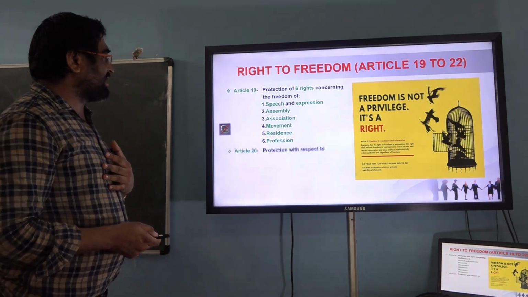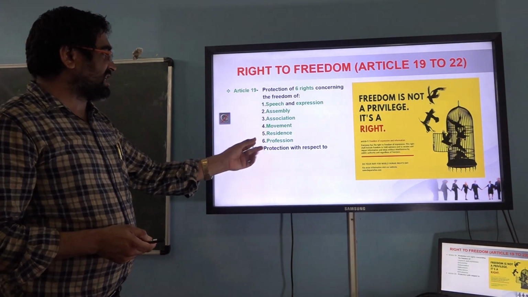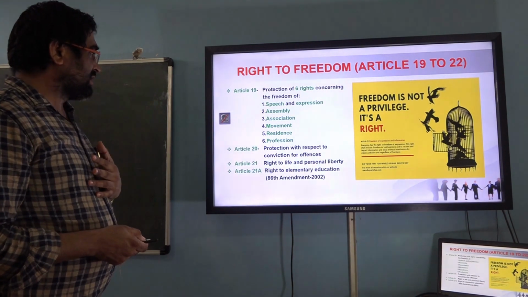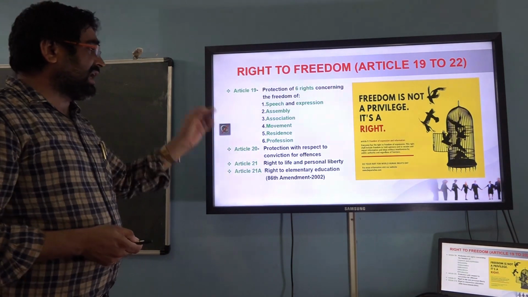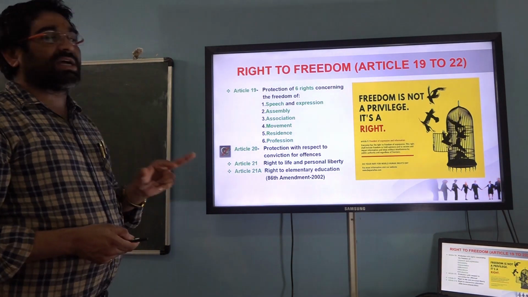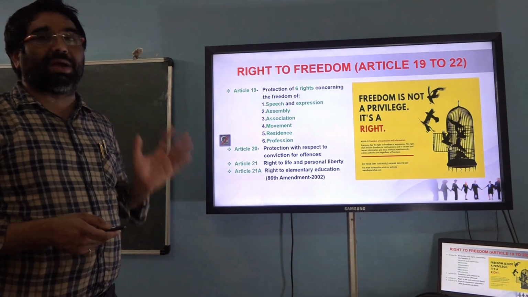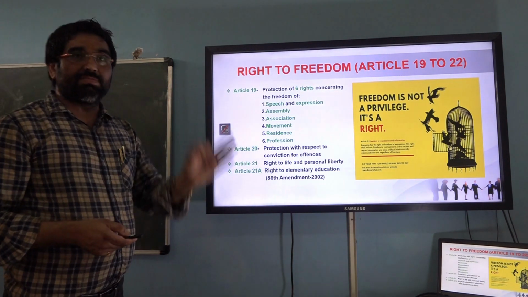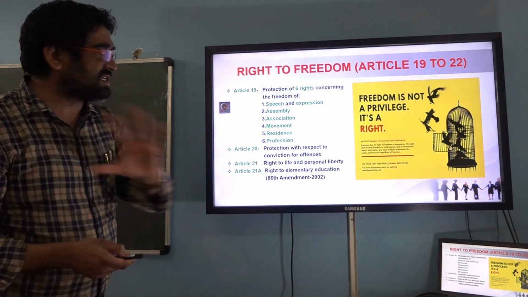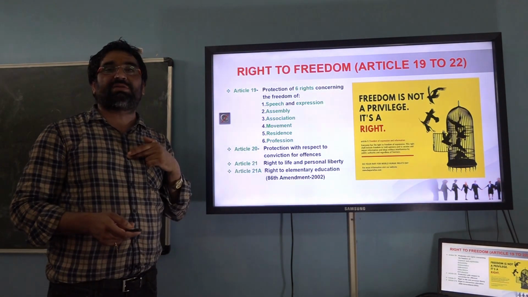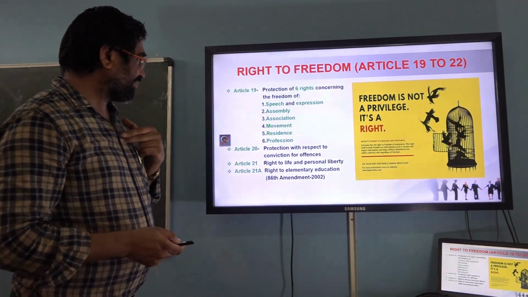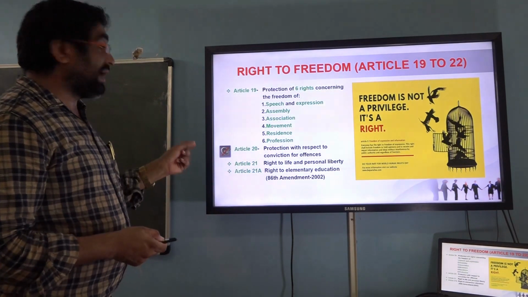Let us go to the next article. Article 20 is telling about protection in respect of conviction for offenses. Then article 21 is very important. Dear friends, you know that all the articles can be suspended during an emergency period. But article number 21 can never be suspended in any situation. That is the right to life. It means everyone has the right to life. And then article 21A.